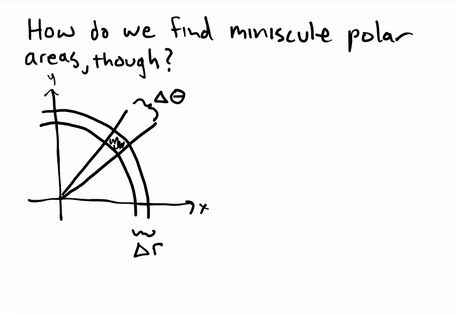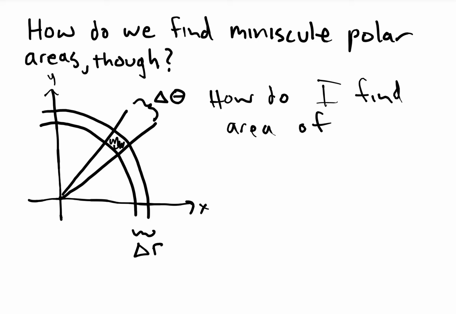So if I want my minuscule polar area, I really want to ask myself, how do I find my area of this thing? Because figuring out how that delta A comes out is going to give me some sort of idea for how to get my differential approximation for dr and d theta instead of delta r and delta theta. Okay? Well, let's think about this.